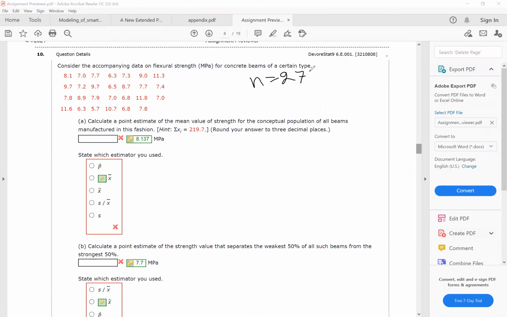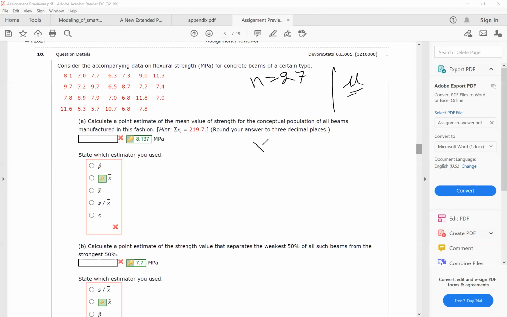Calculate a point estimate of the mean strength for the conceptual population of all beams manufactured in this fashion. So we have to find the point estimate for the mean, that is, the estimate for mu. For a point estimate, we can use either the mean, median, or mode, but usually we use the sample mean, x bar, as the point estimate for the mean.